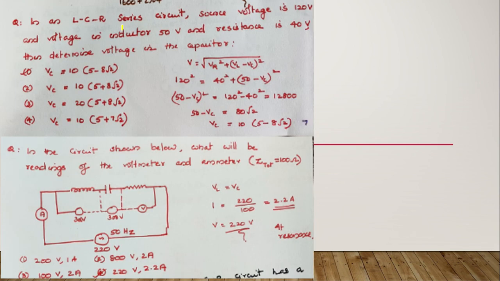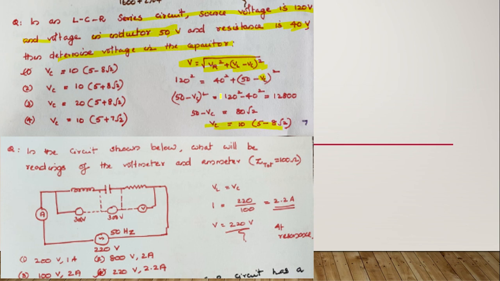In an LCR series network, the source voltage is 120 volt and the voltage in the inductor is 50 volt and the voltage across the resistance is 40 volt. Determine the voltage in the capacitor. So you just use the relation V is equal to root of VR square plus (VL minus VC) the whole square. From that, you can easily find the value for VC.